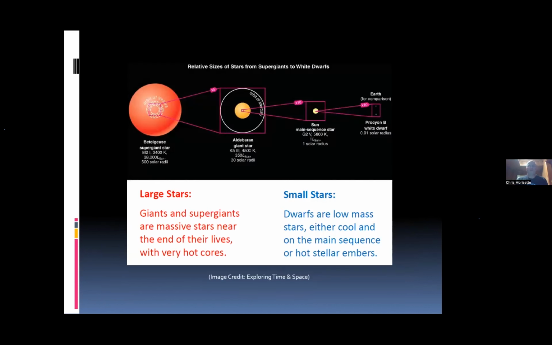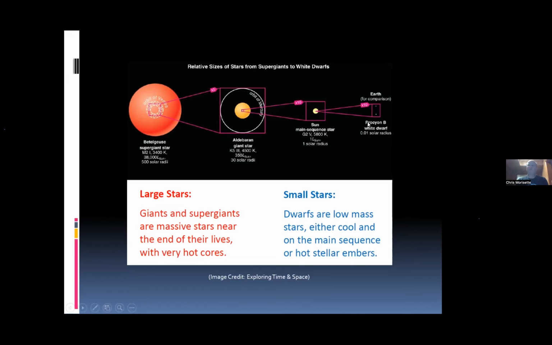This diagram here gives you a nice pictorial to kind of show you the relative sizes of these stars. So you'll see our own sun over here, main sequence star. It is a fraction of the size of Aldebaran, which is a red giant. And Aldebaran is a fraction of the size of Betelgeuse, which is a supergiant star, a red supergiant. So this gives you a nice picture of the size of these stars relative to one another.